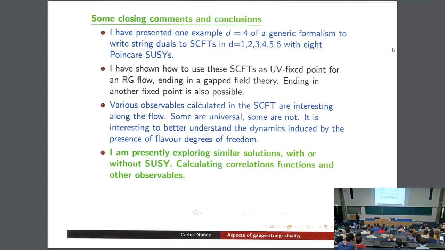Many observables can be calculated in the conformal theory. They are quite interesting along the flow. Some are universal, some are not. And it's interesting to better understand how the dynamics induced by these flavor groups, like the ones I had before, are influencing the dynamics. I'm presently exploring similar situations with or without SUSY, calculating correlation functions and other observables. With this, I wanted to finish. Thanks very much for your attention.